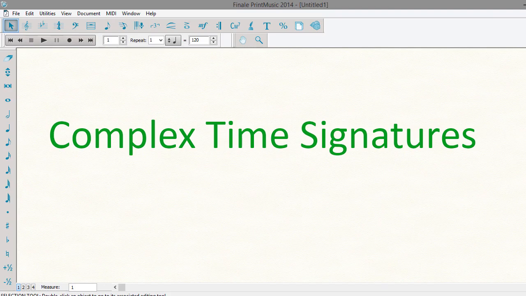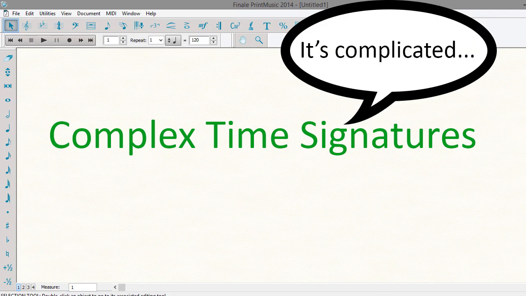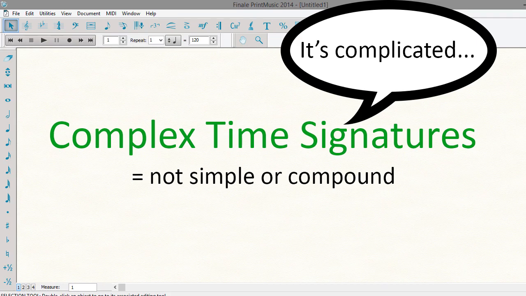Now lastly we have complex time signatures. And complex time signatures is basically the equivalent to the relationship status. It's complicated. In other words, they are whatever time signatures that don't fit with the rules of simple or compound, yet not specific enough to merit one of the other categories.